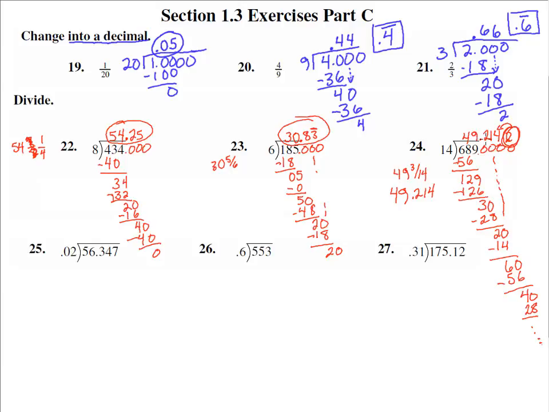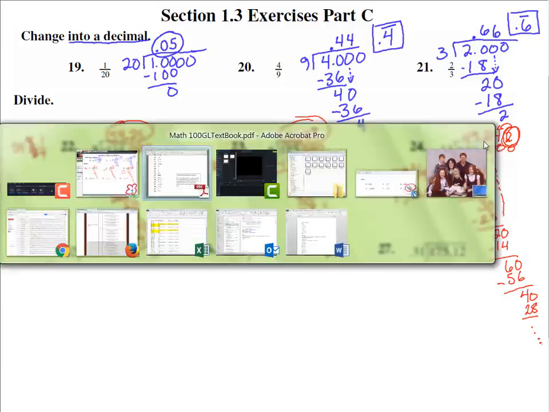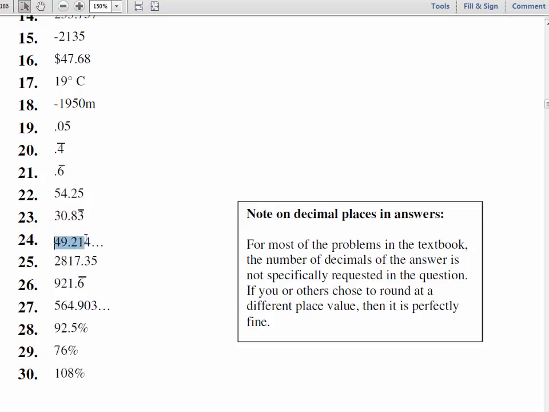Now, many of you may ask the question, how do I know when to stop? Why couldn't I just write 49.21? You could. Let's double check this answer. It says 49.214 dot, dot, dot. It keeps going on. And it says note on decimal places in the answers. For most of the problems in the textbook, the number of decimals of the answer is not specifically requested. Now, if it told us to, definitely. If it said round to the nearest hundredth, then we'd have to do 49.21. But if you or others chose to round at a different place value, it's perfectly fine. So if you wanted to do just 1 or 2 decimal places, that's okay.